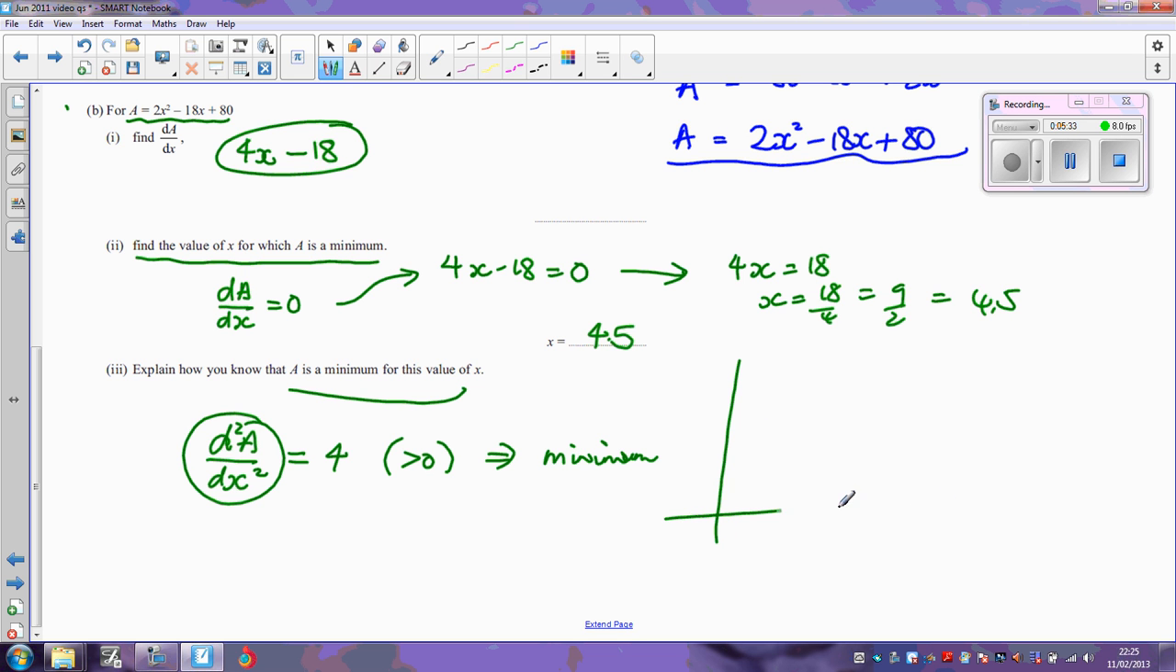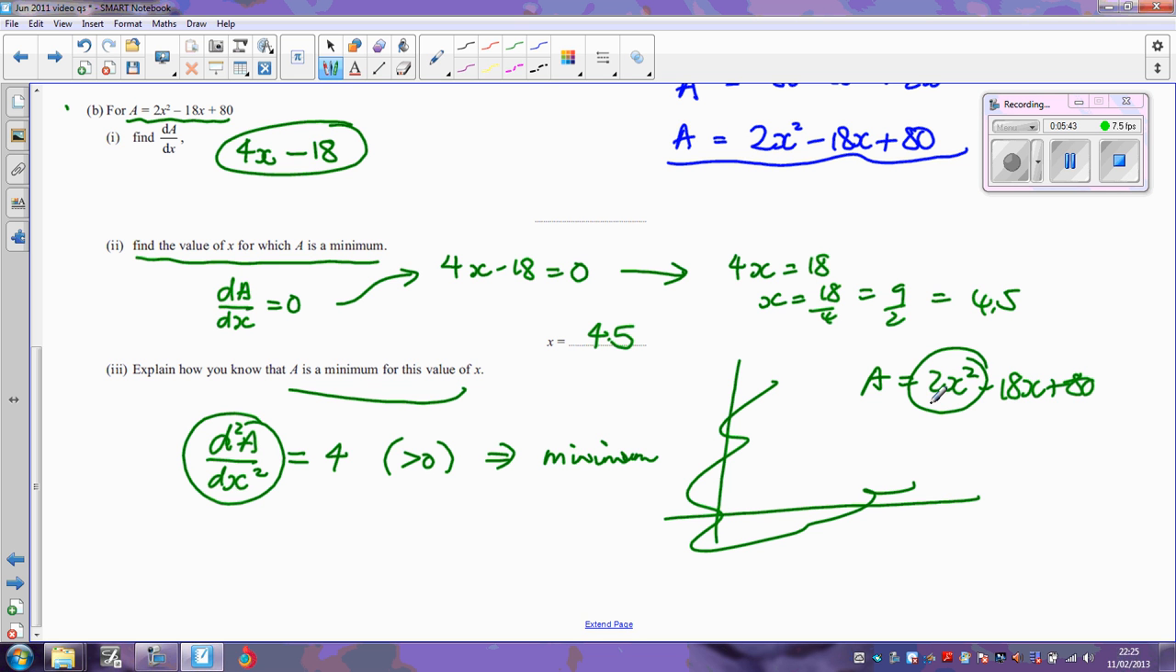Another way is to think what the graph of A equals 2x squared minus 18x plus 80 looks like. Actually, I don't really need axes. I've got a parabola, and because I've got a positive number of x squares, I know that it's going to be a happy shaped parabola, and if you've got a happy shaped parabola, it must have a minimum.